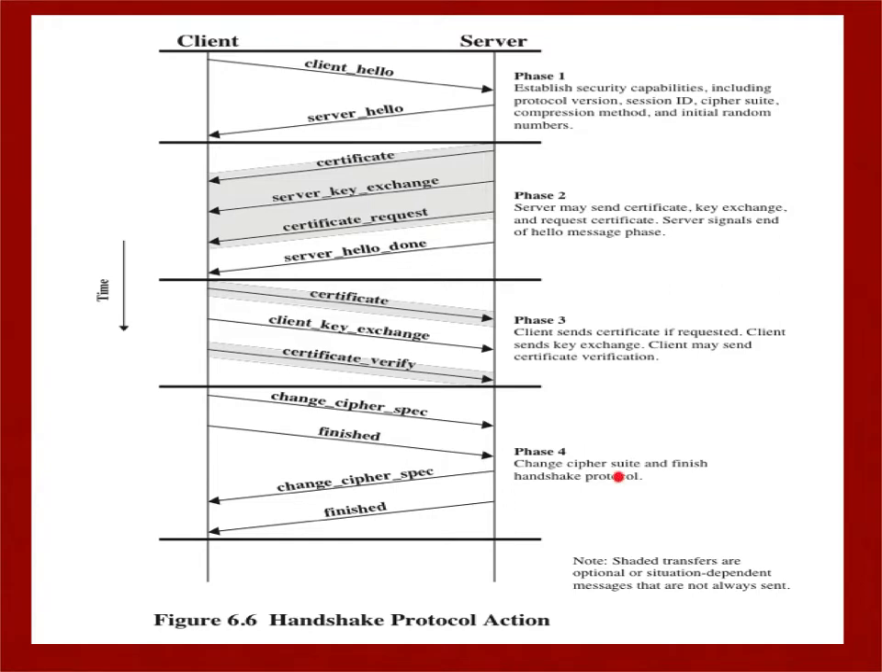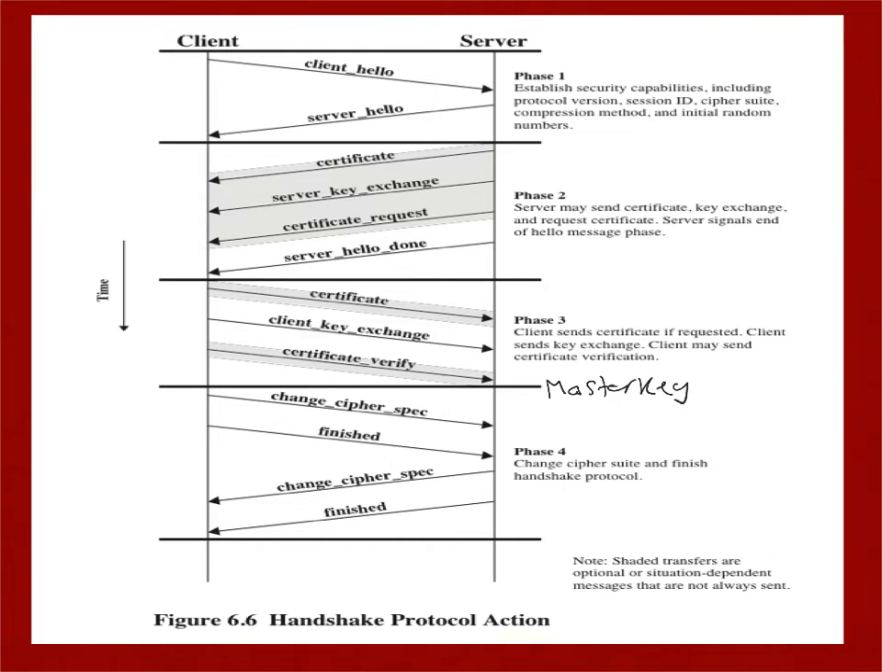Why did I not mention phase 4? Because phase 4 is part of the change cipher spec protocol. It's not part of the handshake protocol. Once we have this, what happens here is that now we have a master key. So here we have a master key.